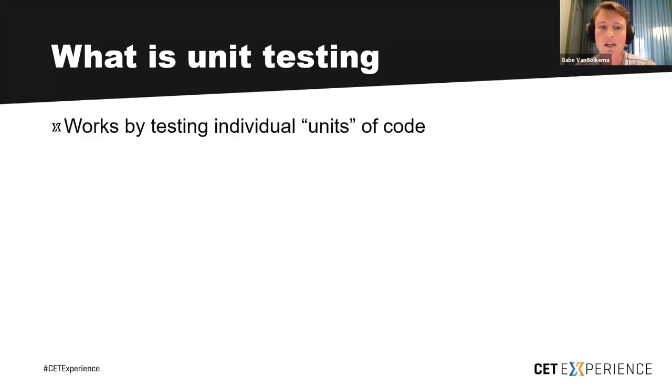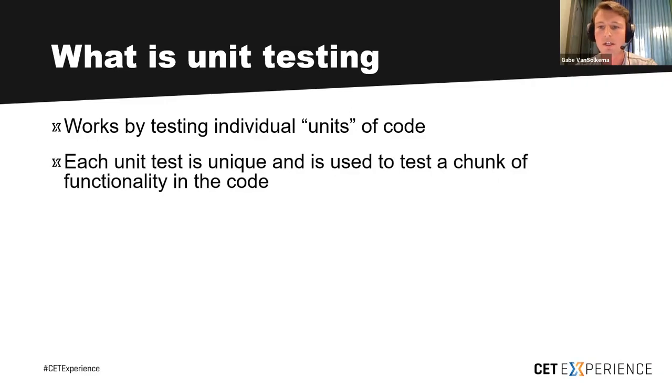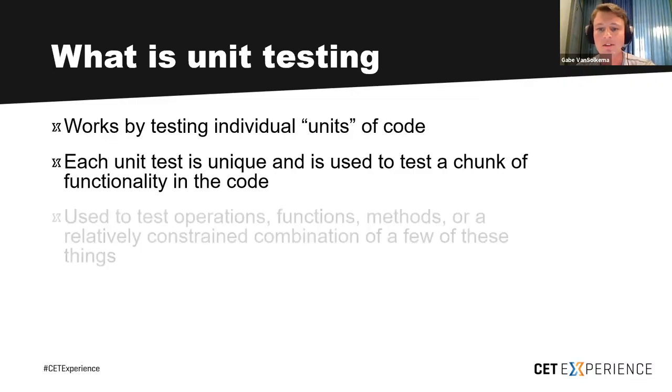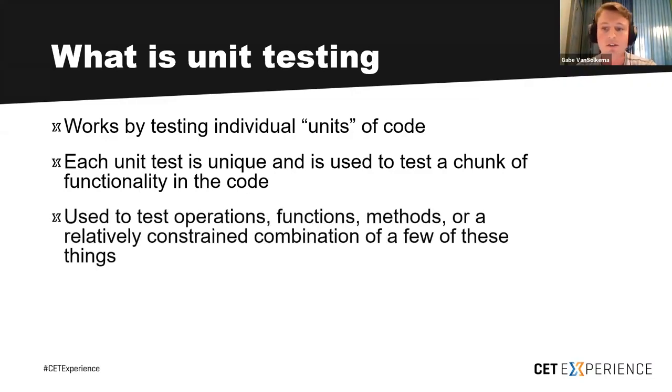So how does it work? It works by testing individual units of code. You're going to try and break down your tests into testing small units of code, and each test should be unique, and it should test a small chunk of functionality in the code. So I'm not saying it's going to test only one line, but it might test a function or a method, or a small combination of these things to make sure that your code is working.